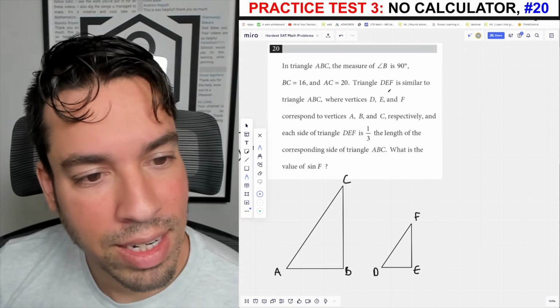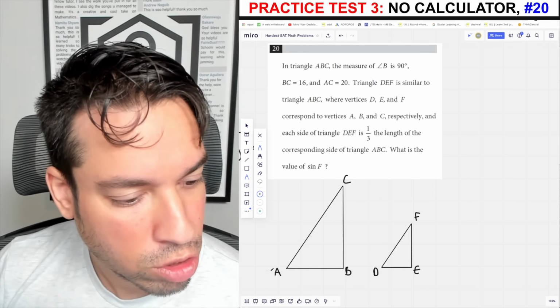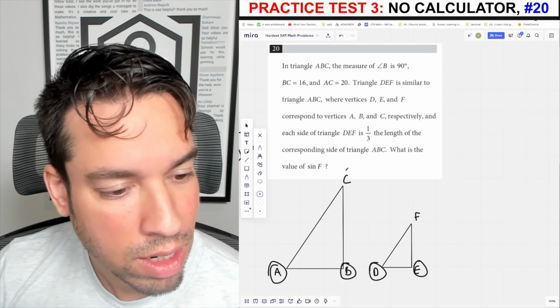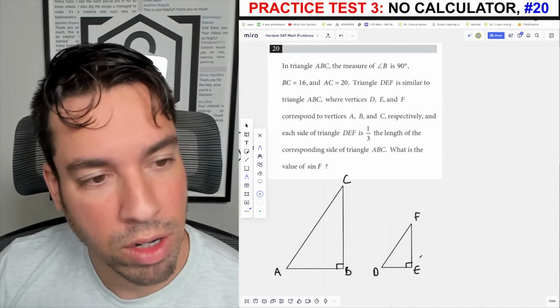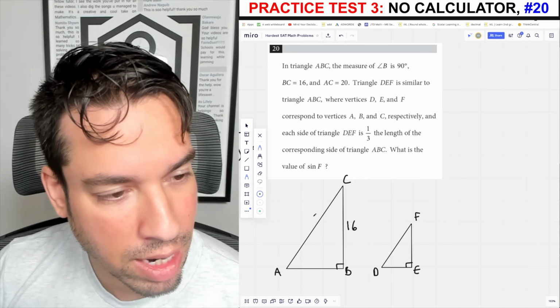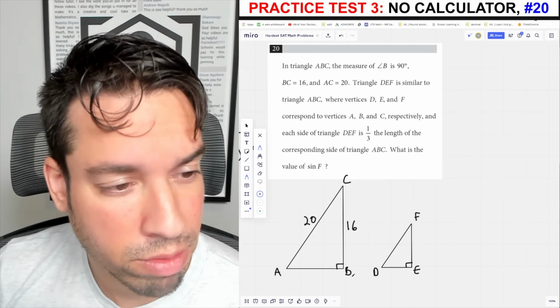So notice how they said DEF is similar to that, where D, E, and F correspond to A, B, and C. So notice how I have D in the same spot as A, B is the same spot as E, and C in the same spot as F. B and E are, of course, the right angles, and now we can begin. So BC, they said, is 16, AC is 20, and we don't know this value. Of course, we can calculate it from Pythagorean's theorem.